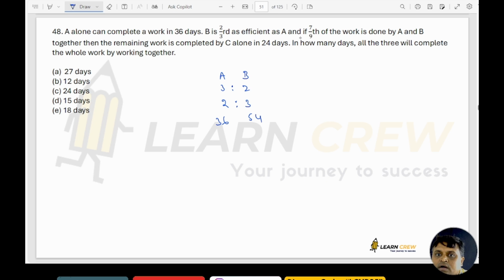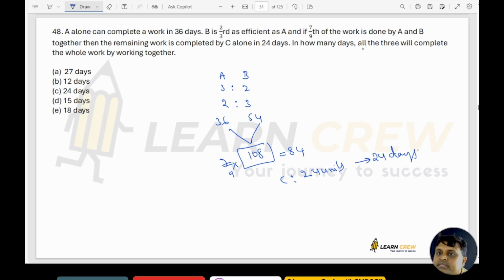Now, if 7/9 of the work is done by A and B together, 36 and 54, the LCM is 108. 7/9 of the work means 84 units is work done by A and B together, and the remaining work is completed by C. Remaining work is how much? 24 units. It is done by C in 24 days.